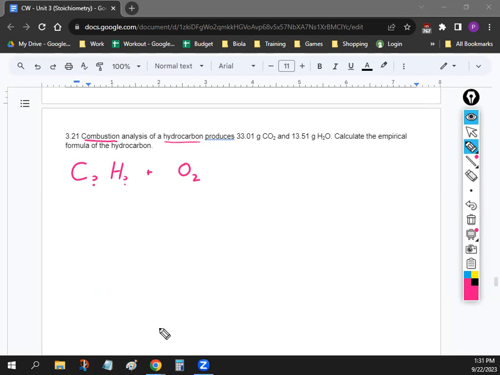So far, so good? All right, and then they're going to react and they produce CO2 and they produce H2O. And then specifically, it gives you the numbers. You got 33.01 grams of CO2. And you have 13.51 grams of H2O. All right, so far so good, guys?